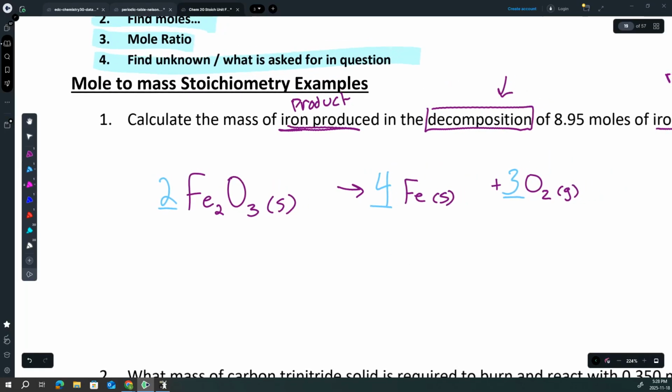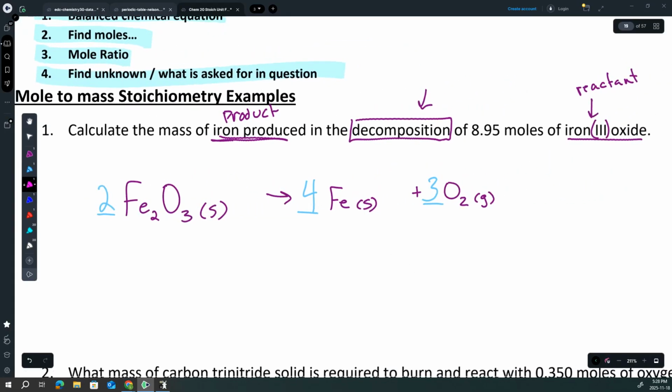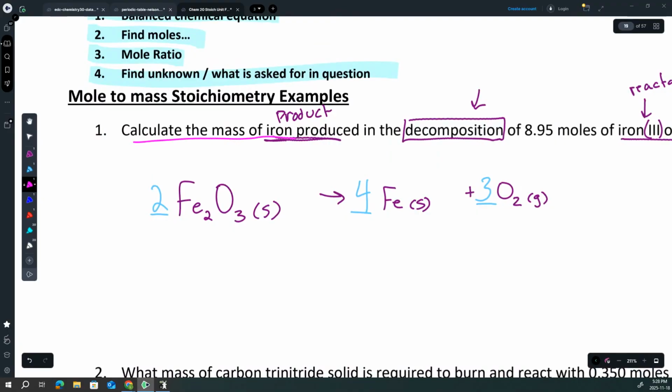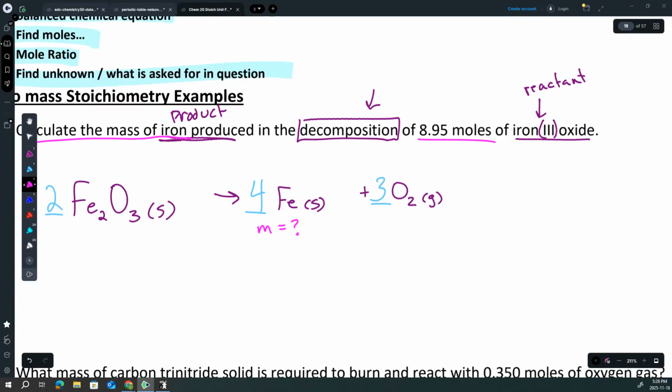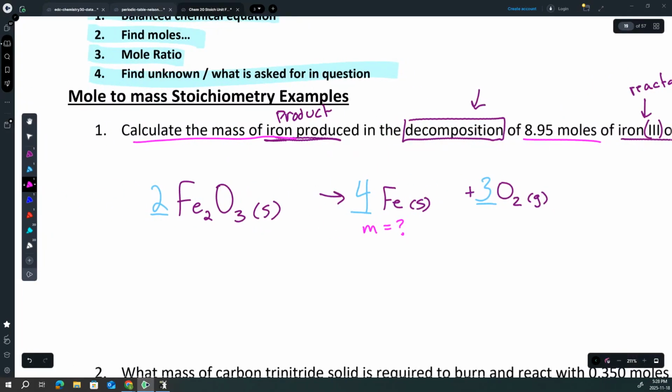All right, let's organize our information. So we're asked to calculate the mass of iron. So mass of iron, we have no clue. Okay, and we're given the moles of iron oxide, or sorry, iron 3 oxide. So let's write that over here.